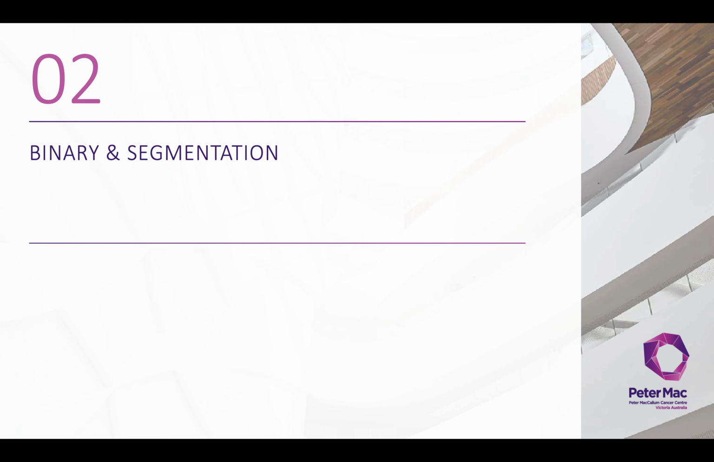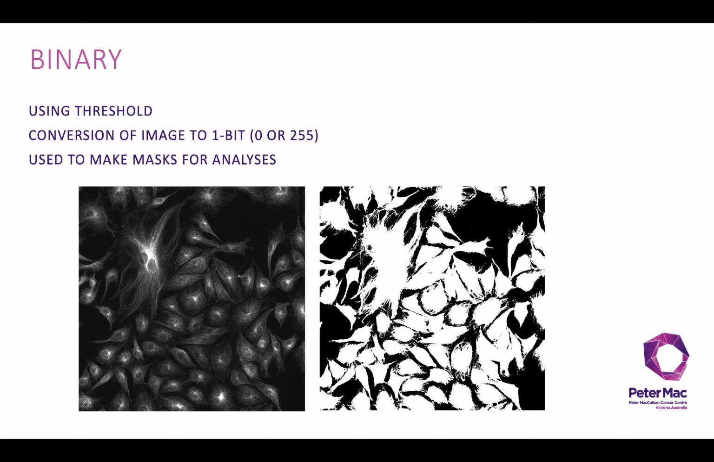Next thing we'll discuss is binary segmentation. So in this case, we're going to use a threshold initially to identify the regions we want to analyze, and then we're going to convert that to a 1-bit image. So here we've got our fluorescence image on the left-hand side and our binary image on the right-hand side. The background that we haven't highlighted has intensity of 0, and the area that we have highlighted has the maximum intensity, so 255 in this example. And this is used to create masks for performing analysis, and we'll do this as part of the workshop today. So this is us saying only analyze the cells in white and don't quantify anything in the background.